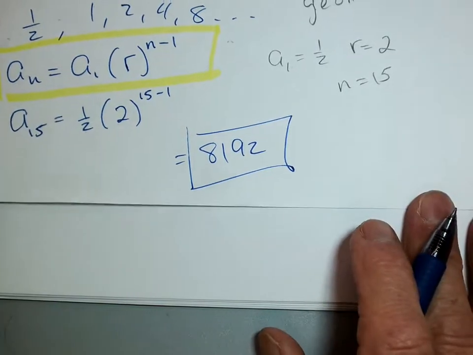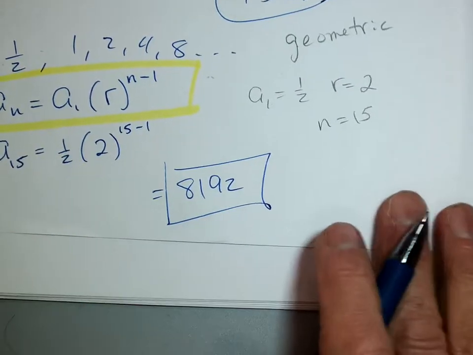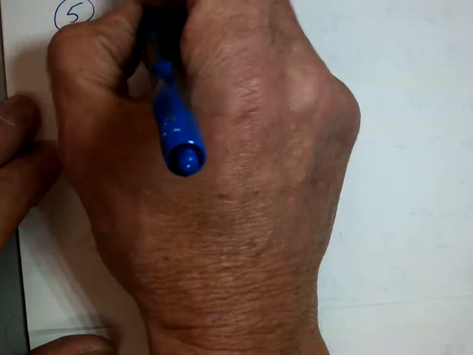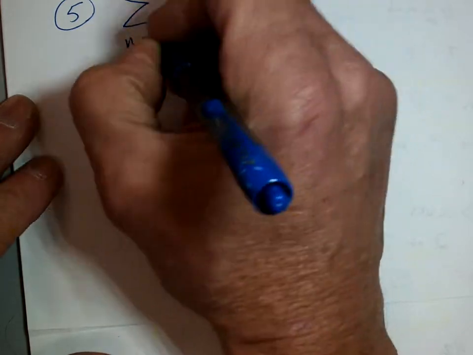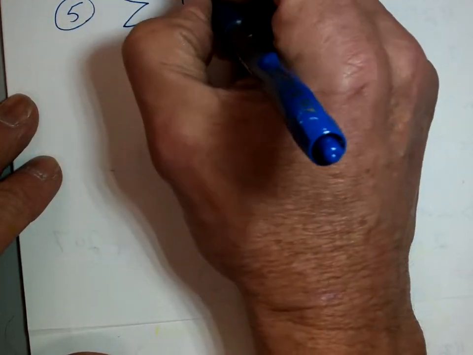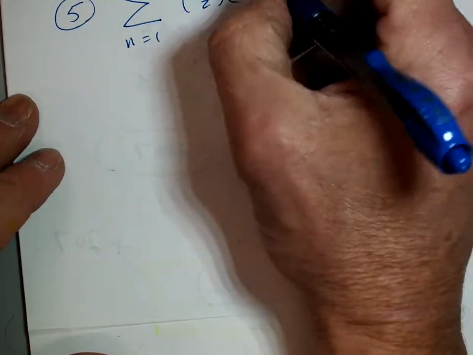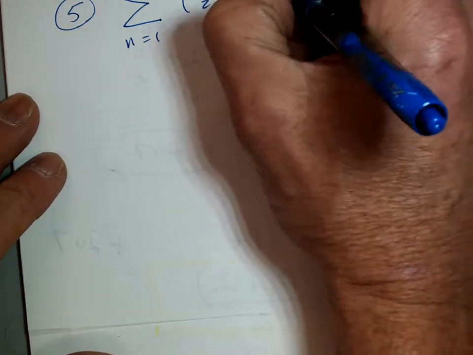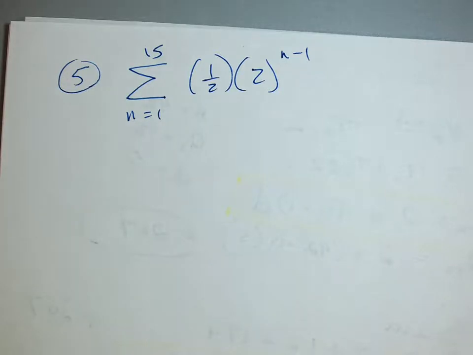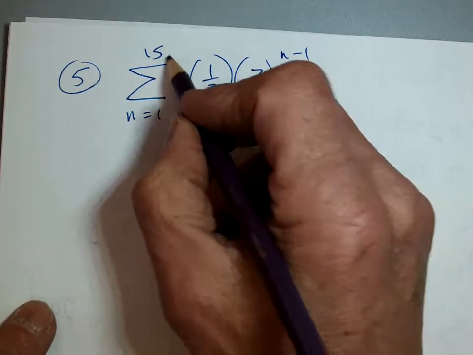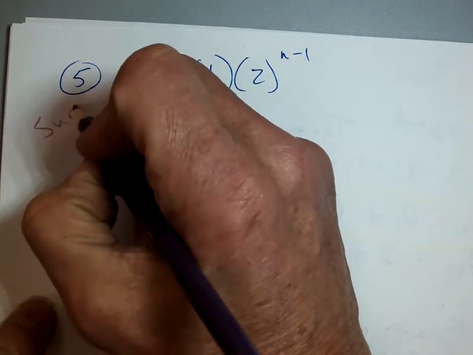Okay, all right. Turn the page. Number 5. Five is the sum. That's what this means: n equals 1 to 15 of 1/2 times 2 to the n minus 1 power. What does this mean? This means sum, which means add them all up.